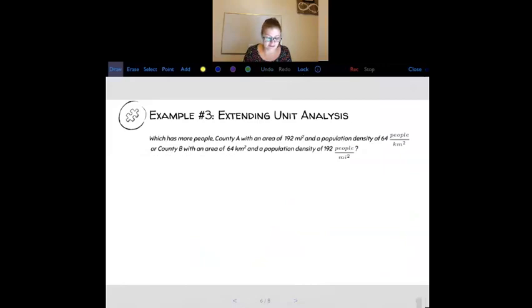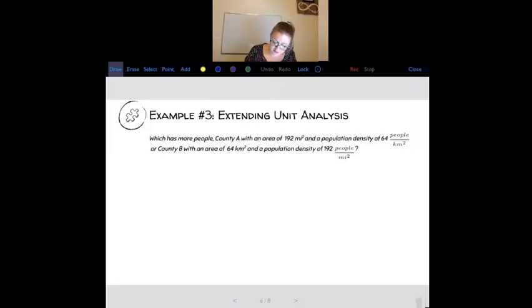Extending unit analysis continued. So which has more people? County A with an area of 192 miles squared and a population density of 64 people per kilometer squared, or County B with an area of 64 kilometers squared and a population density of 192 people per mile squared. Okay. So if we know the area and the population density, we should be able to multiply the two to get the total number of people. However, our units need to talk to each other here.